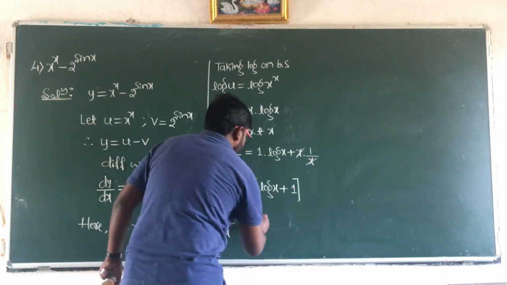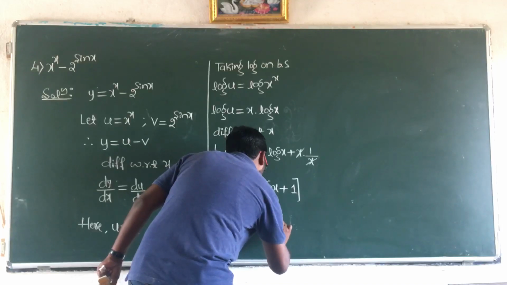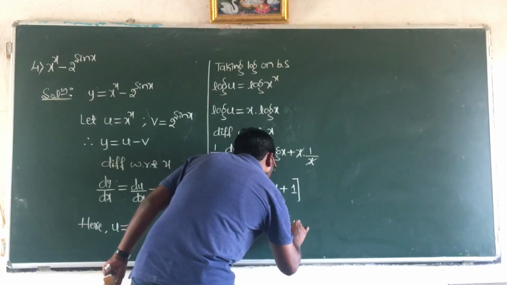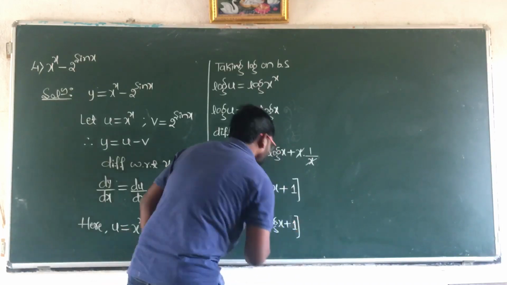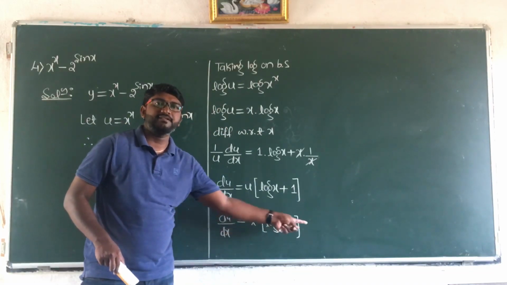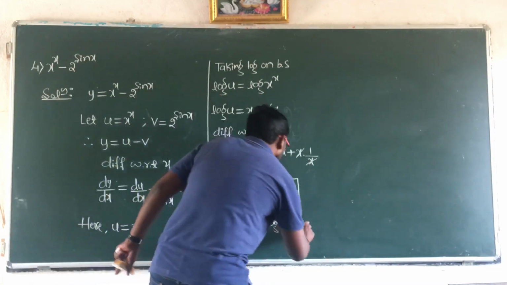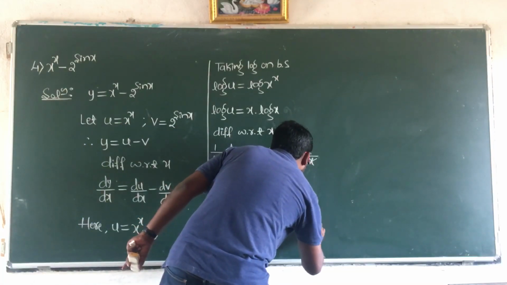x raised to x, inside the bracket log x plus 1. Or else this can also be written as 1 plus log x. a plus b is equal to b plus a. Addition is commutative, so both the ways are correct. So I call this equation number 2.